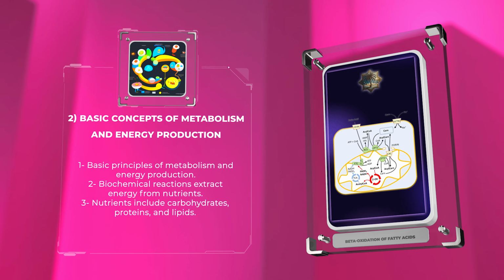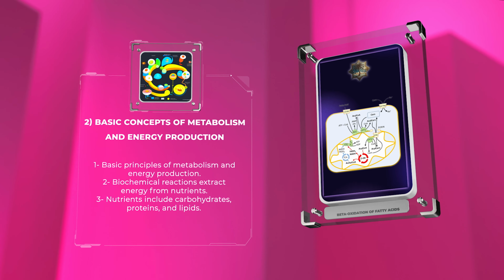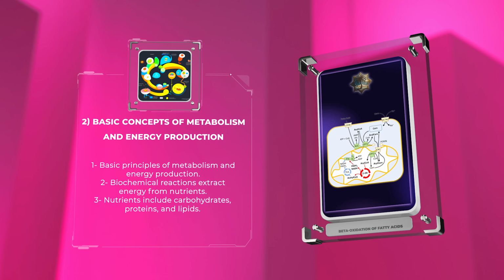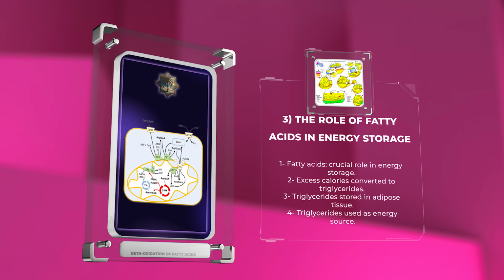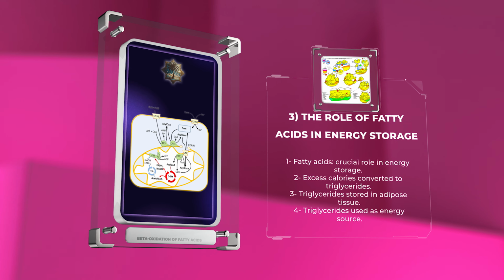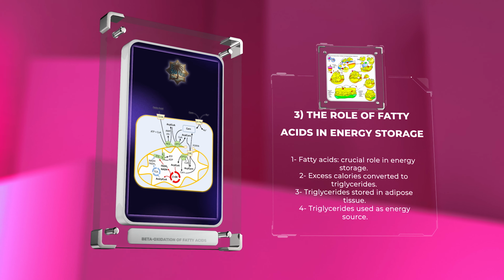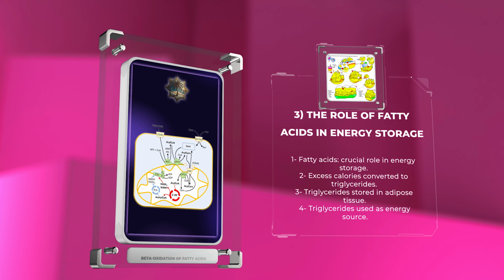Before diving into the specifics of fatty acid metabolism, it is essential to understand the basic principles of metabolism and energy production. Our body constantly undergoes biochemical reactions to extract energy from the nutrients we consume, including carbohydrates, proteins, and lipids. Fatty acids play a crucial role in energy storage. When we consume an excess of calories, these excess nutrients are converted into triglycerides, which are composed of three fatty acid molecules attached to a glycerol backbone. These triglycerides are then stored in adipose tissue for later use as an energy source.